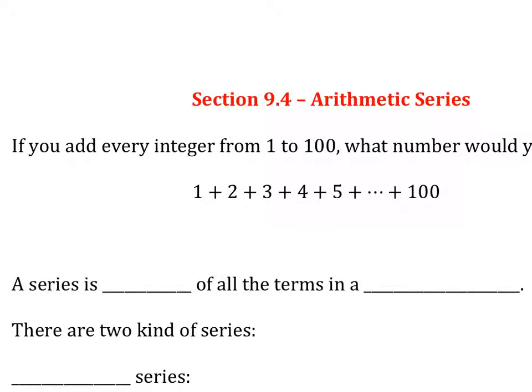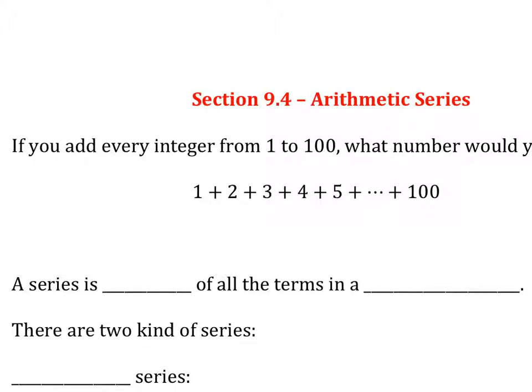Okay, we are on 9.4. For the last 2 days, we talked about sequences. We talked about two kinds of sequence. One is arithmetic, where you add and subtract to get to the next number. The other one is geometric, where you multiply or divide to get to the next number.